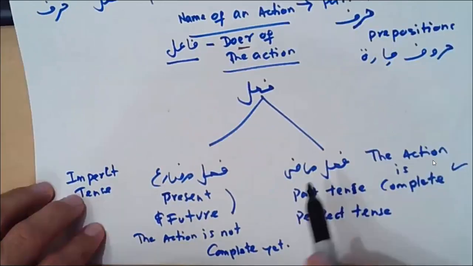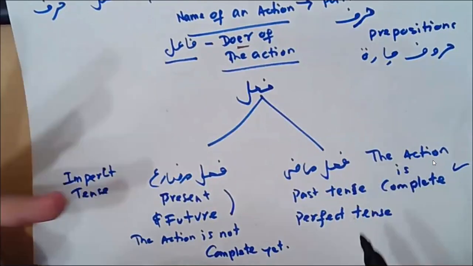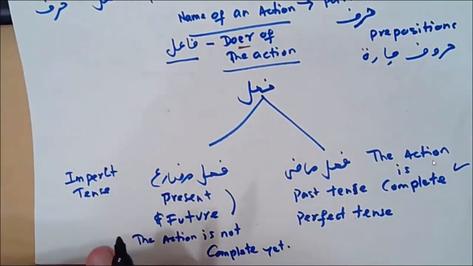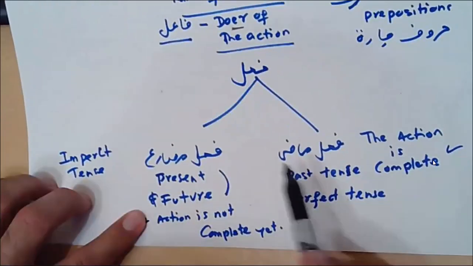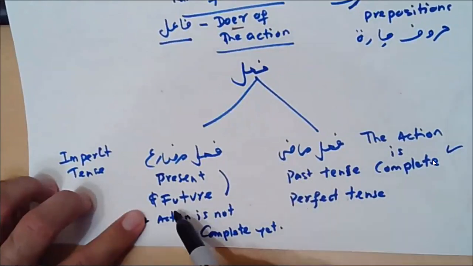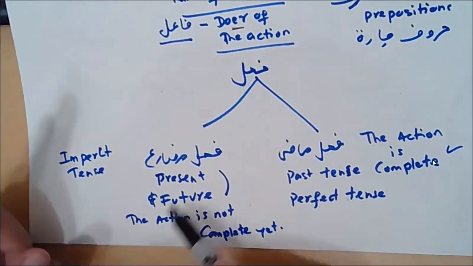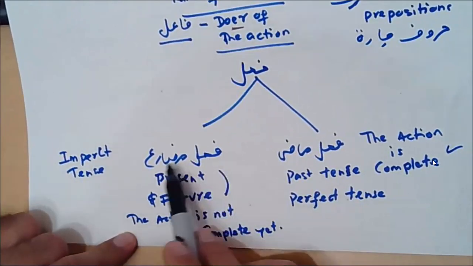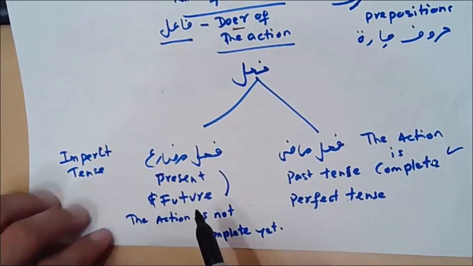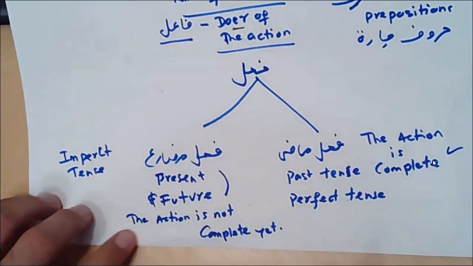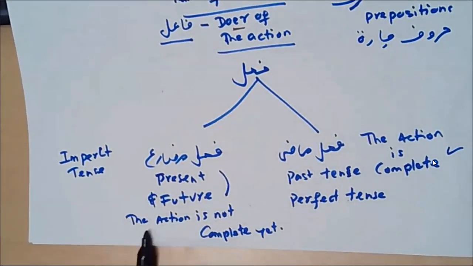In many other languages, we have three tenses: the past tense, the present tense, and the future tense. However, in the Arabic language, we only have the past tense, and the present tense and future tense are in one. It's combined in one, and is known as fele modare. What is it known as? And the name is imperfect tense. Why? Because the action is not complete yet. Because if it's happening right now, the action is not complete. And if it's going to happen in the future, the action has not even started yet.